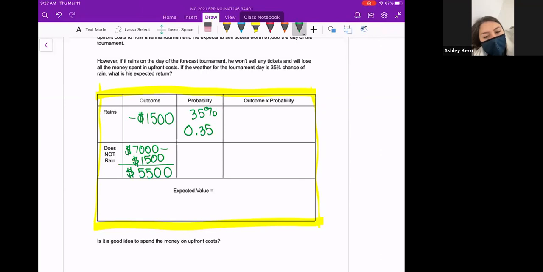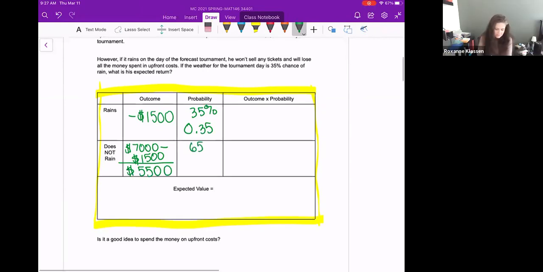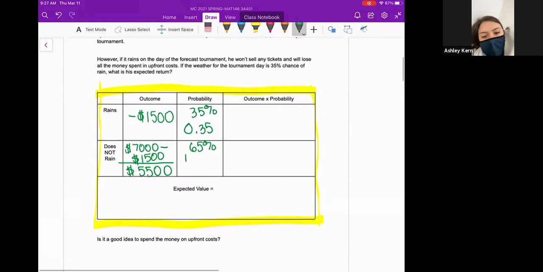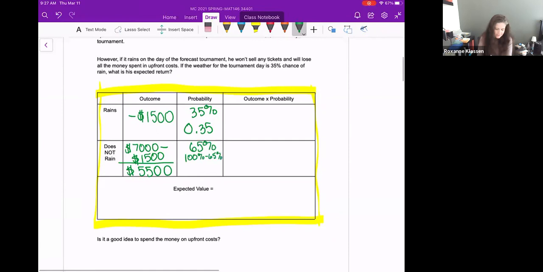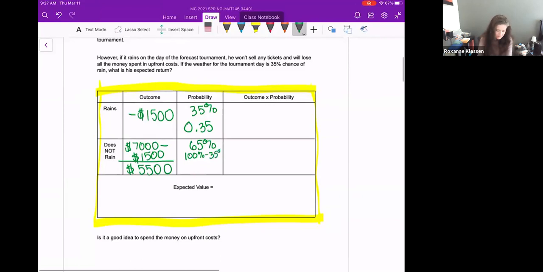65%. Oh, how'd you get that, Ashley? Well, I subtracted 35% out of 100%. Very nice. And you can think of that as a complement, right? That's the complement. What's the probability that something's not going to happen? And so we would write 0.65. Is everybody okay with that?